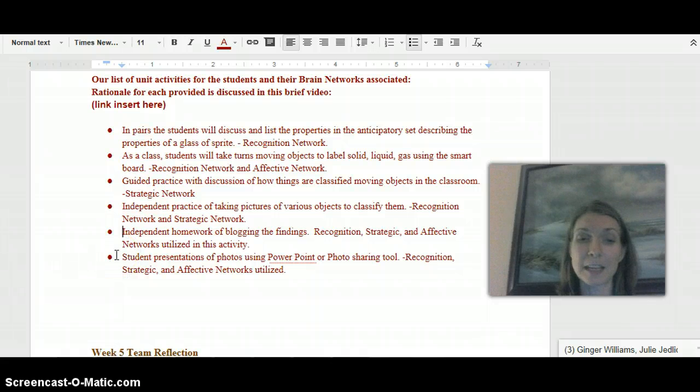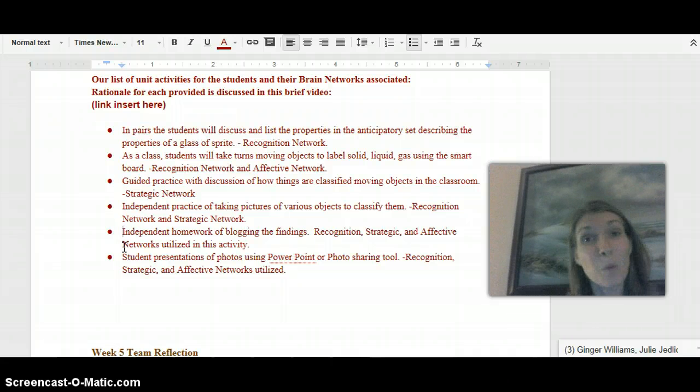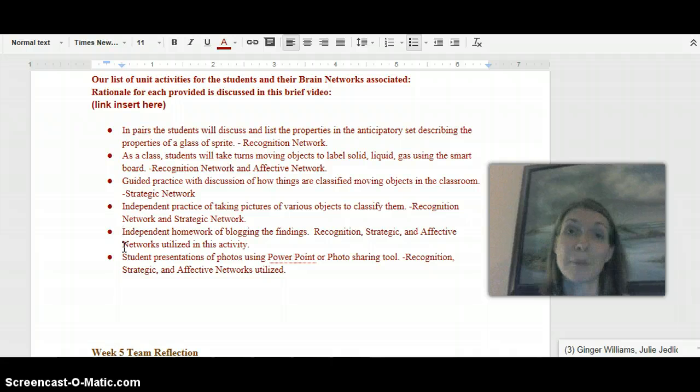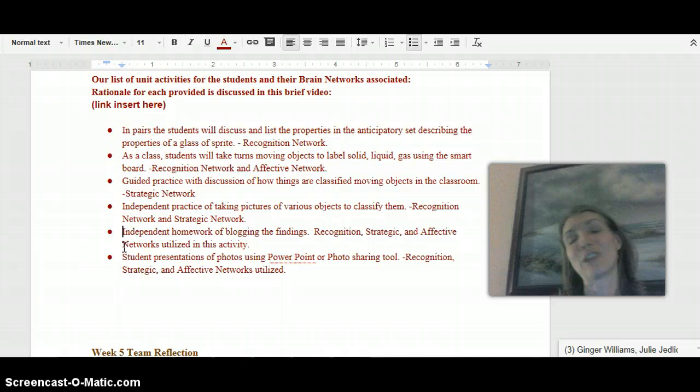The rationale behind this is for more collaboration and feedback from other peers, like, "Wow, that's a great idea. I want to take a picture of that too," or "I don't understand why you would classify it as that." So the students can collaborate with each other via the blog.